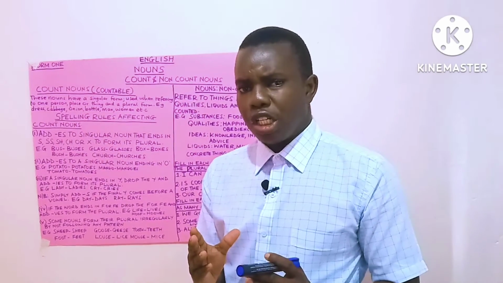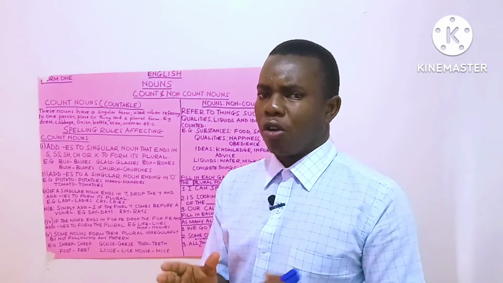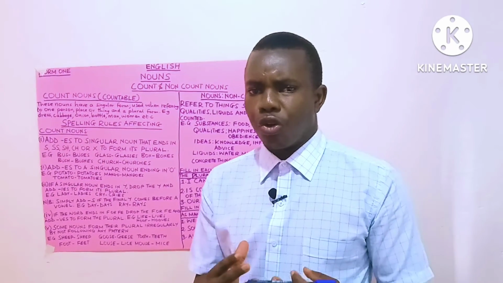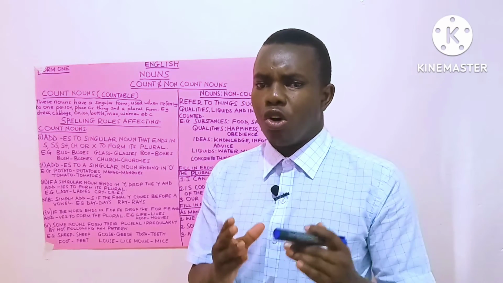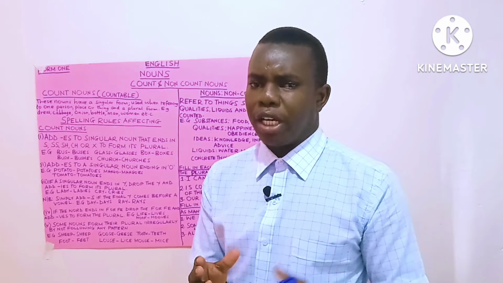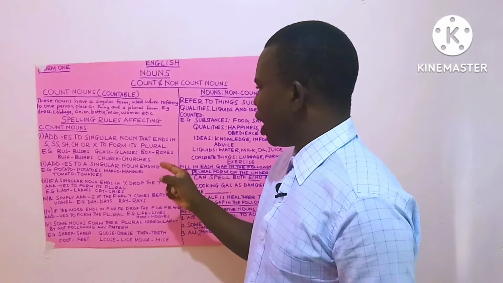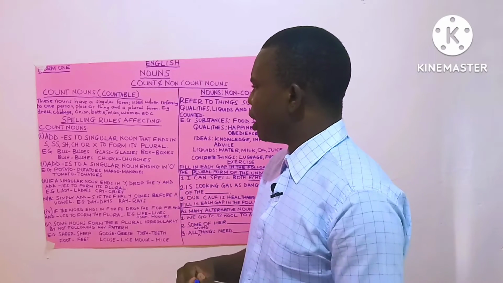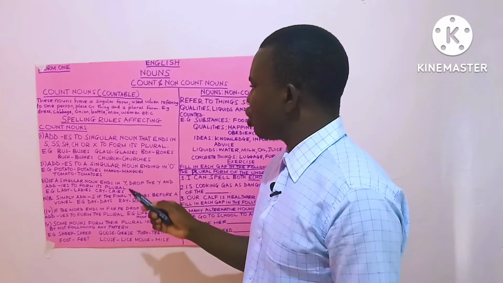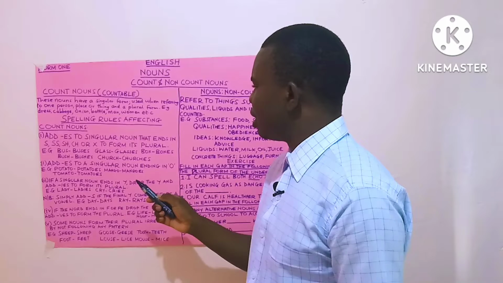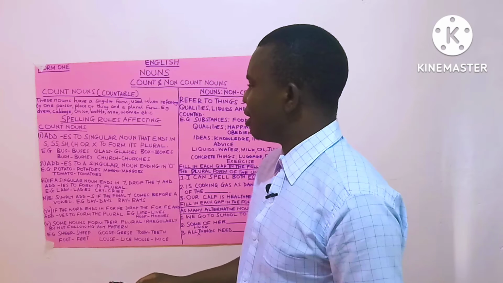Because count nouns normally have both their singular and plural forms, I want us to go through some of the spelling rules that count nouns normally follow when forming their plurals. The first one: when a singular noun ends in S, double S, SH, CH, or X, it forms its plural by adding ES.